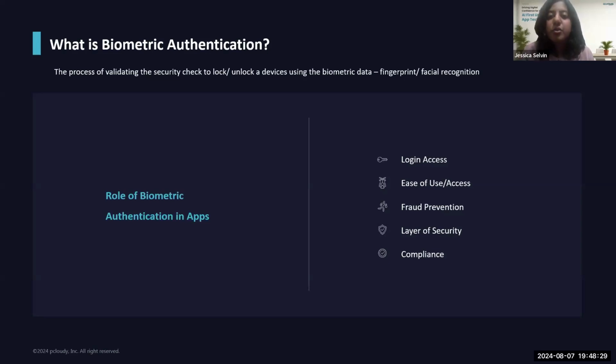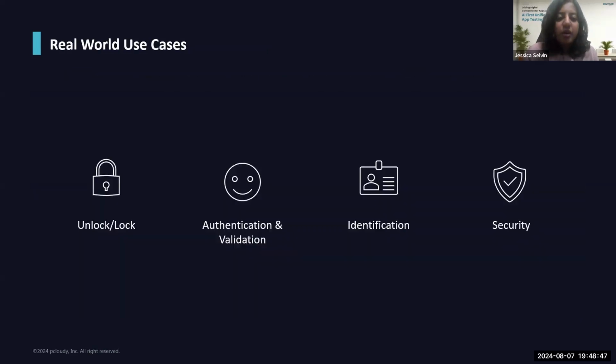Prevention of fraud. So impersonation becomes harder because this is based on your unique biological trait. It can also be a form of an added layer of security over and above your passwords and pins and so on, and ensuring overall compliance in terms of the industry security standards. So just to summarize where it comes into play, right?